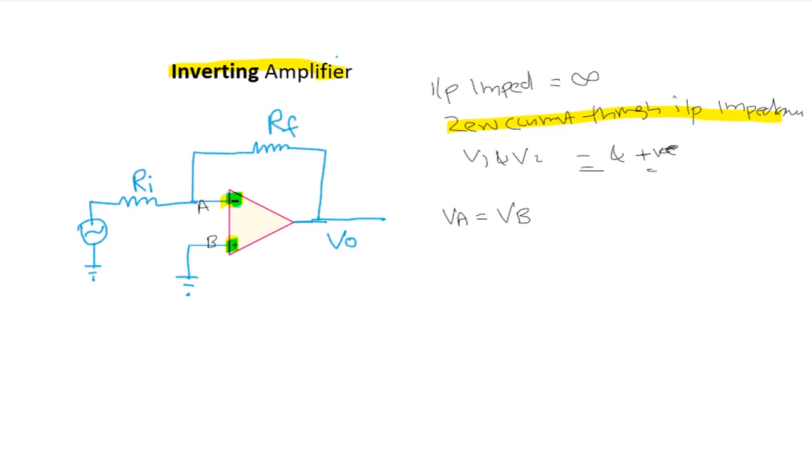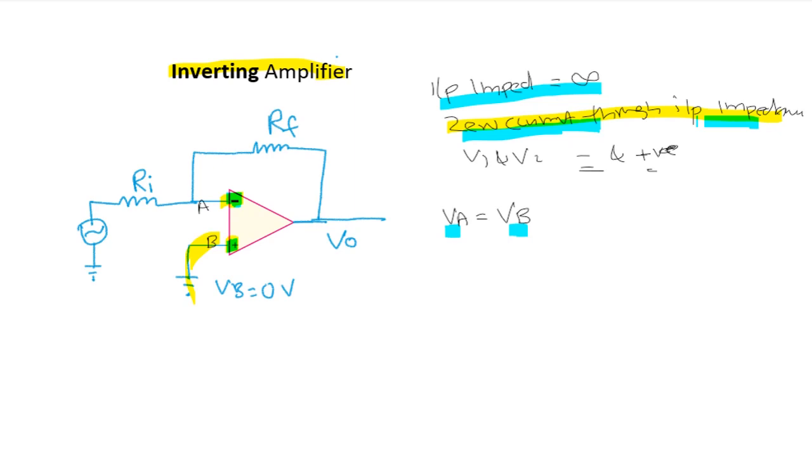Why is there no voltage drop? Because there is zero current through this input impedance. Why is there zero current? Because the input impedance of an op-amp is infinite. Now, if VA is equal to VB, let us see what VB is. Since this terminal B is grounded, we know that VB will be equal to 0 volt.